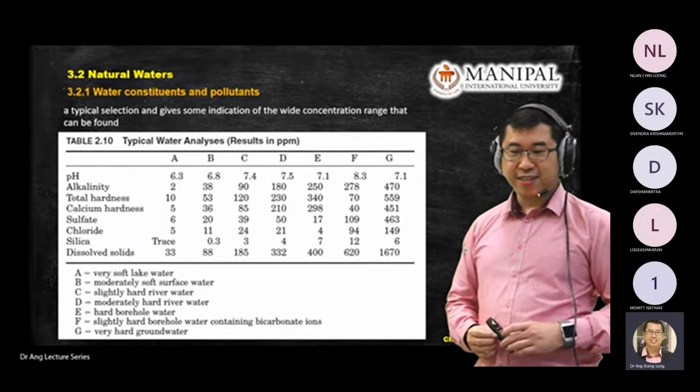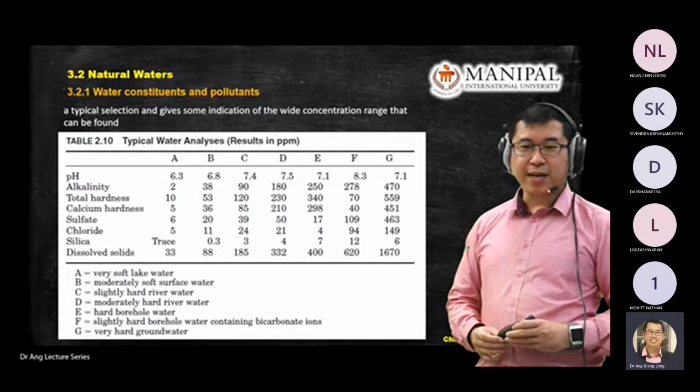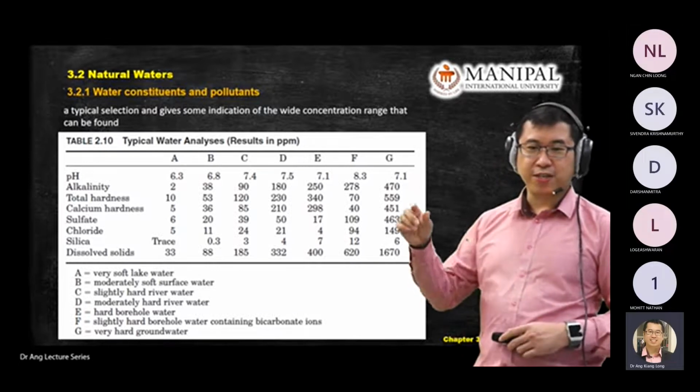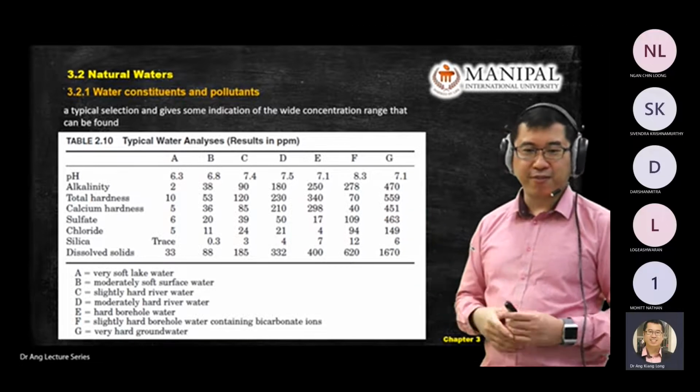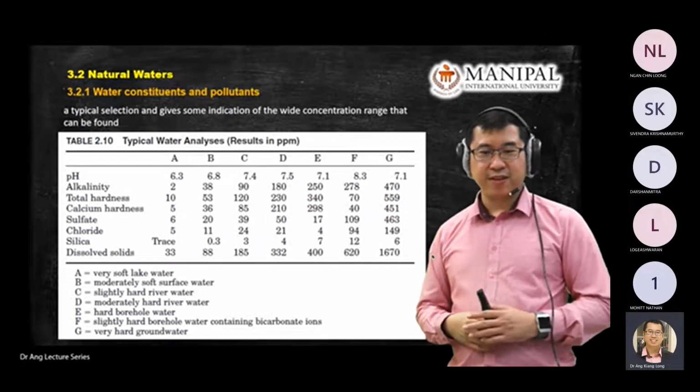Are you able to answer? Ngan, what type of water do you have? If you have a pH of 8.3, 8.4, 8.5, what type of water do you have?